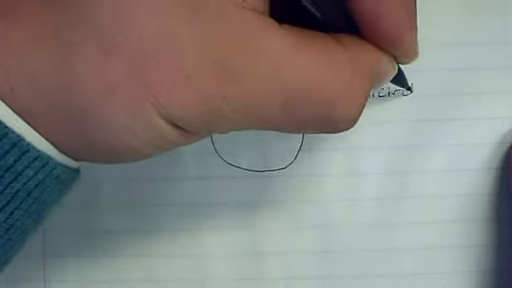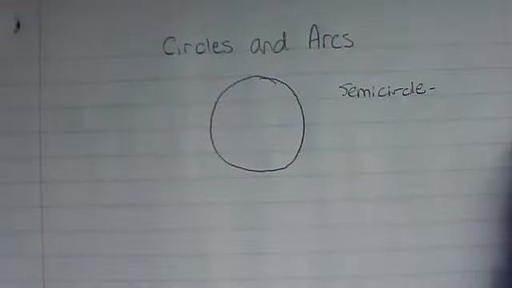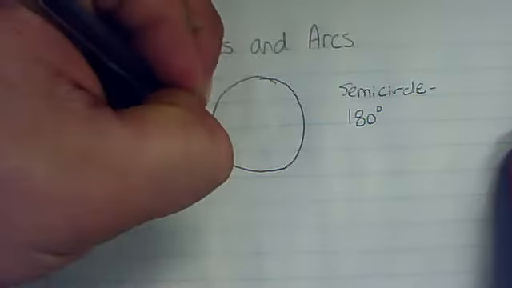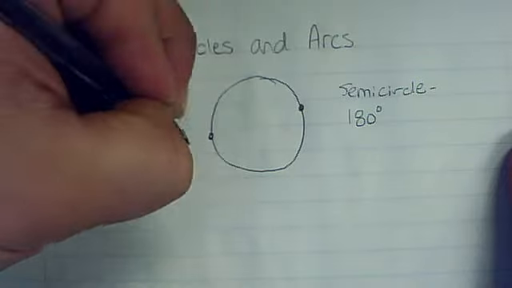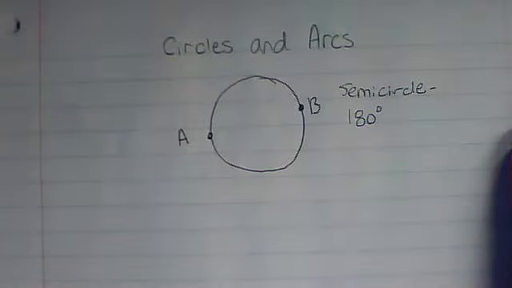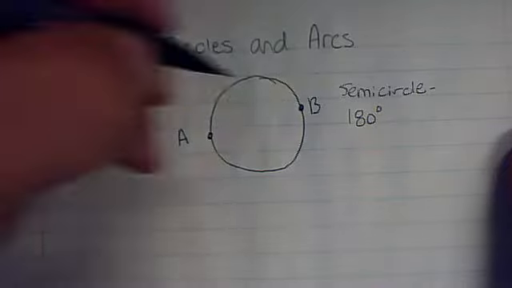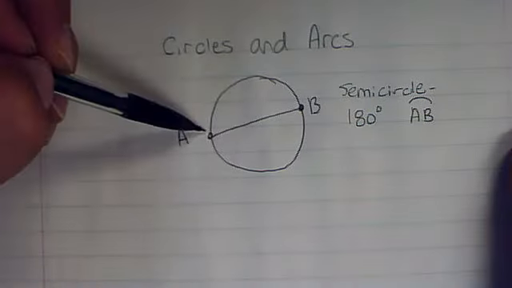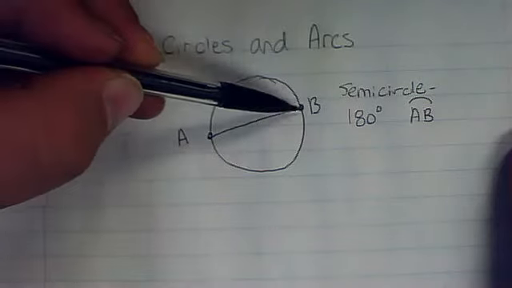The first word we're going to discuss is semicircle, which is probably one of the words that you will recognize in this session. A semicircle is going to represent 180 degrees. So a semicircle is going to represent half of the circle. If I was going to label a semicircle, I would take 2 points on my circle, and I would say that this is arc AB. So the arc is the actual distance from A around the circle to B.